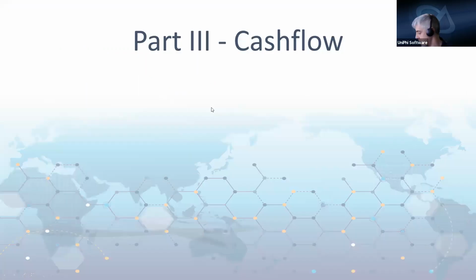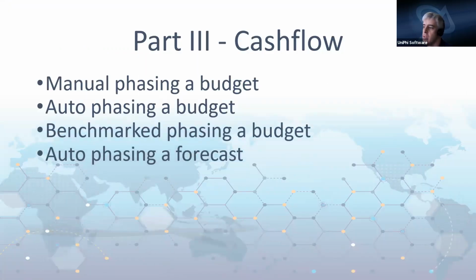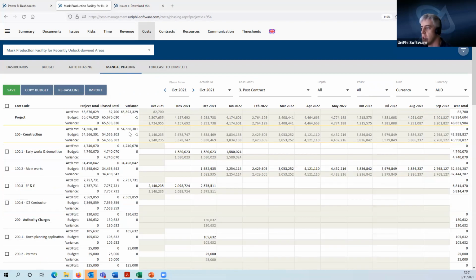Okay, so now that we've saved our snapshot, we can move on to auto-phasing our forecast. And we have all the same options available to us with our forecast. So in my manual phasing view here, I can now set that back to all. And it will reload this screen. And for each line item, it will show me my actual forecast, my budget, and any variance to that.